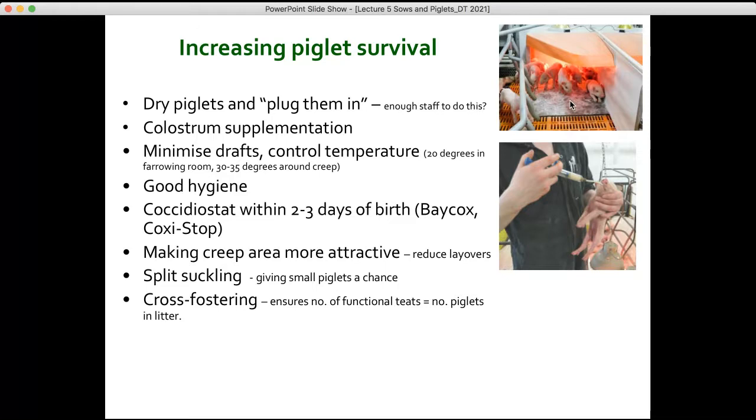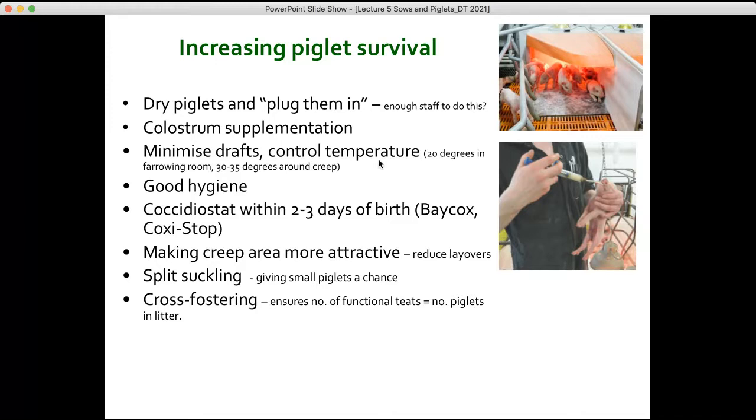Colostrum supplementation is another possibility if you've got some piglets that you're worried about. So if they're low birth weight, or they have meconium staining, or they were the last to be born, or they have intrauterine growth restriction characteristics, then you can use colostrum supplementation. But once again, you waste time if you do this at more than 36 hours after birth.